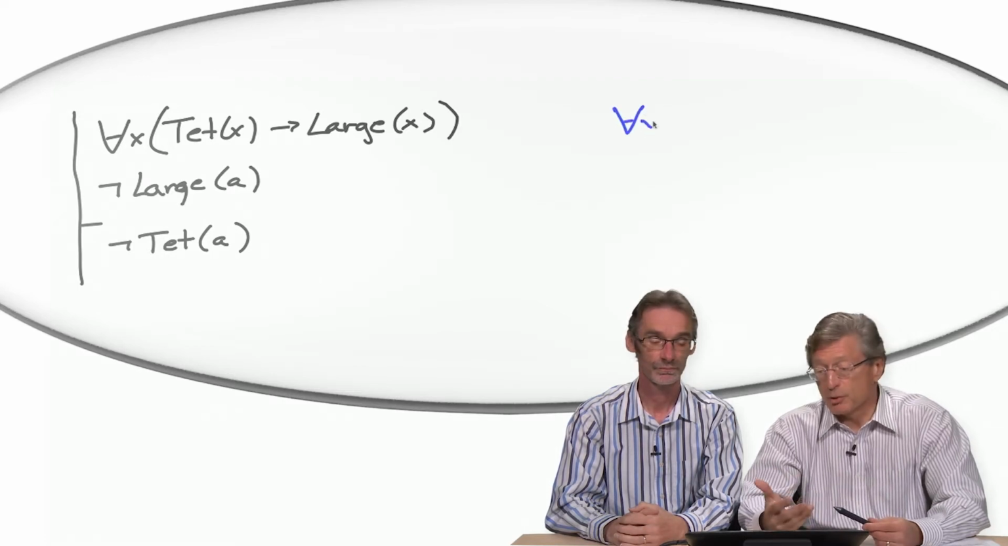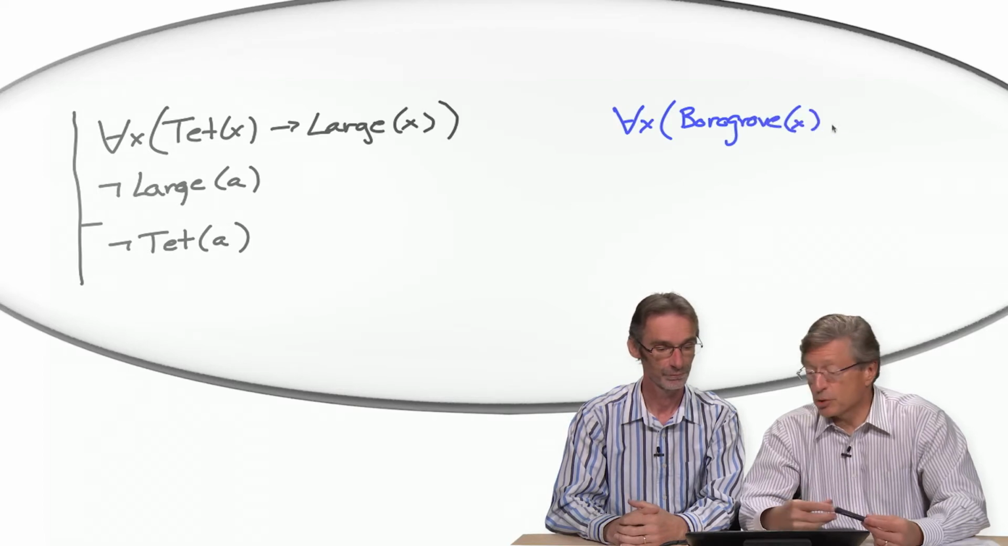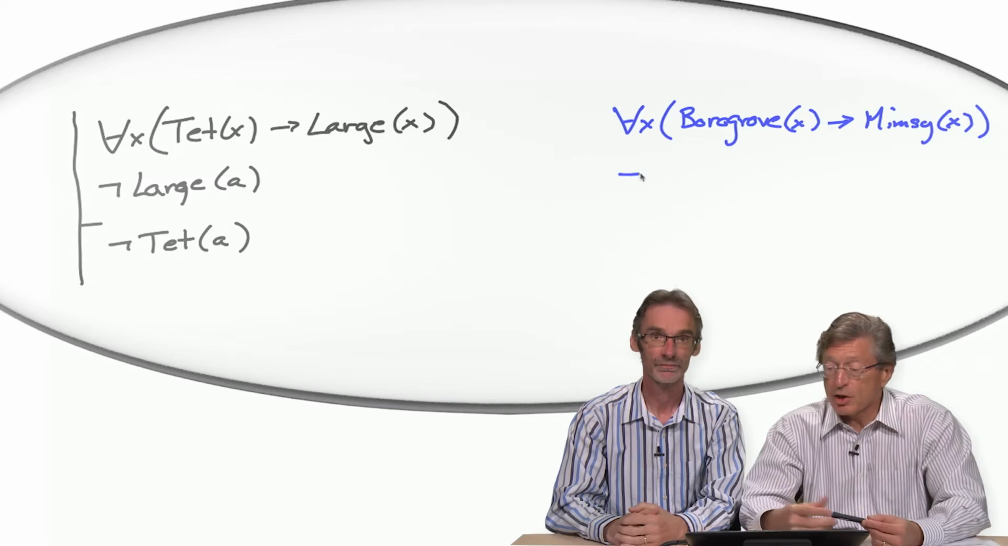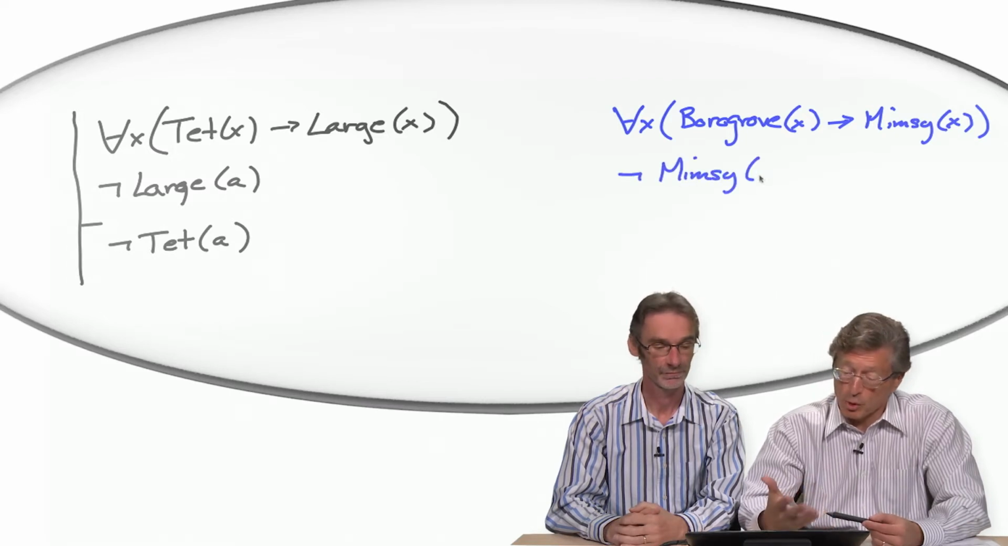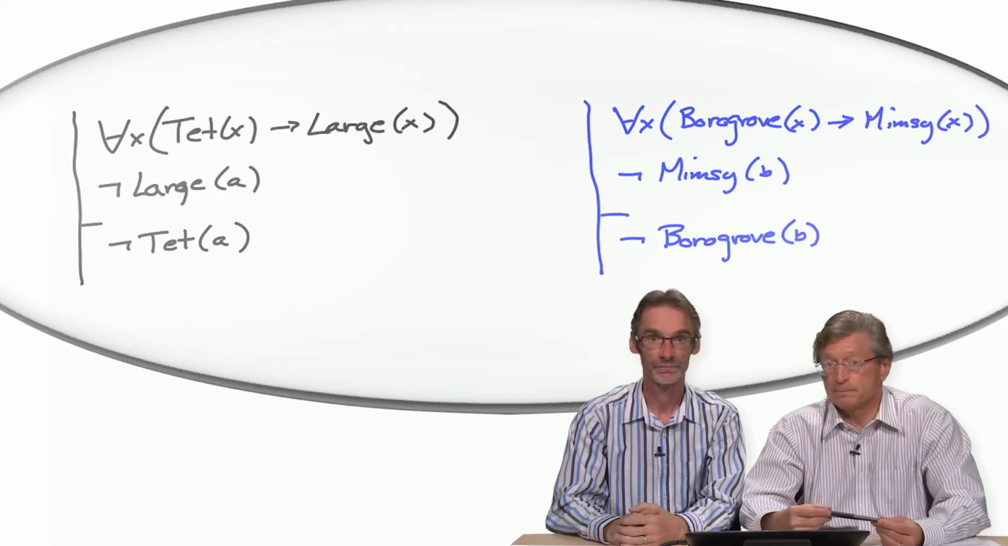Well, let's do our replacement. Let's replace Tet with the meaningless predicate Borogrove, and Large with the meaningless predicate Mimsy, and we get the argument: for all x, if Borogrove(x), then Mimsy(x); not Mimsy(b), so not Borogrove(b).